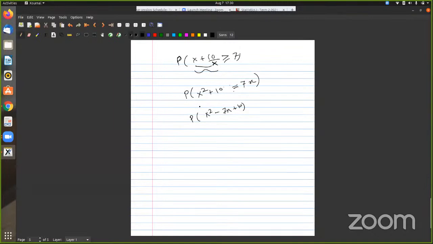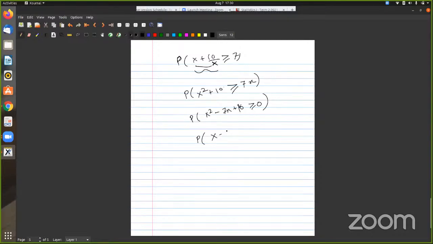So the probability will be x square minus 7x plus 10 is greater than or equal to 0. So x is greater than 5 like this. You have to consider this inequality. So that is x minus 5 into x minus 2 is greater than or equal to 0. This comes out to be this.